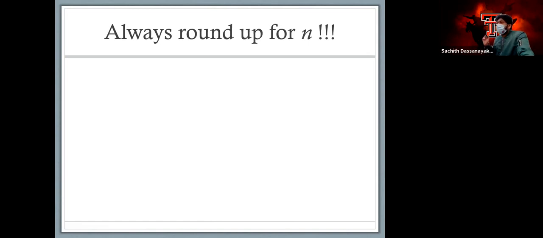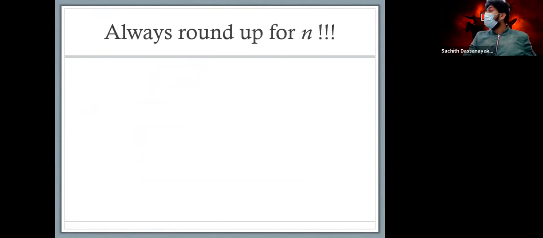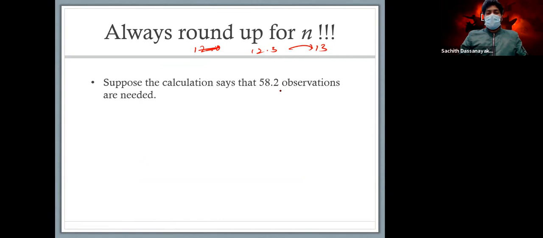Remember that if you need to find the minimum sample size n, always round it up. Always round it up, like 12.3, round it up. It doesn't matter whether the decimal is less than or greater than 5, round it up, which means this is 30. Why is that?